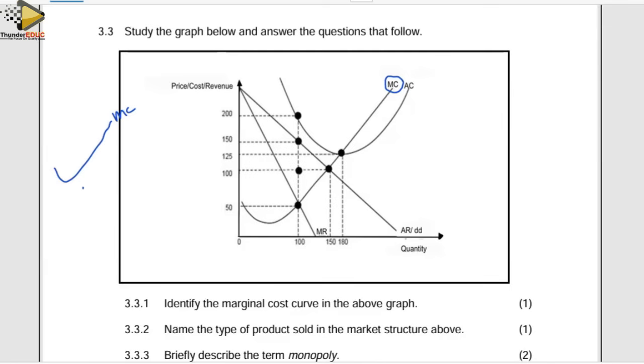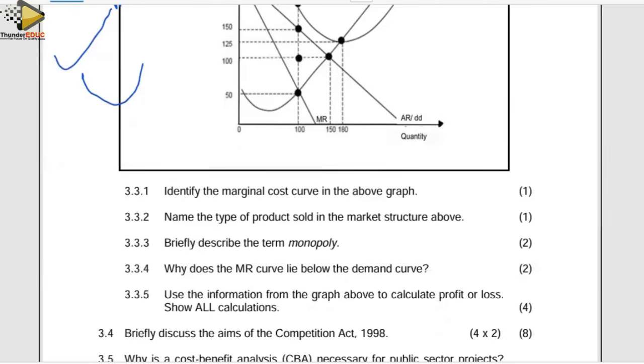And our average cost, we always know it's a U shape. Also our revenue curves are downward sloping with the average revenue always above the marginal revenue. That is typical of an imperfect market. Name the type of product sold in the market structure above. This is typical of a monopoly. A monopoly sells unique products, products that do not have close substitutes. For example, Eskom sells electricity. We cannot perfectly substitute electricity.